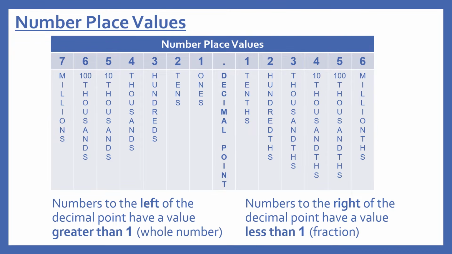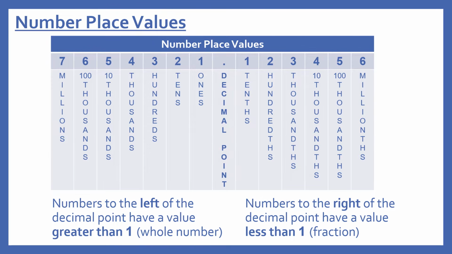Okay, now we'll look a little more at the number place values with decimals. You have the decimal point. Think of that being in the middle. On the left side, we have the whole numbers, which are going to be numbers greater than 1. And on the right side, we have the numbers that would be less than 1. These would be the fractions. So on the right side, we have tenths, hundredths, thousandths, 10,000ths, 100,000ths, then millionths. And it just keeps going on that way.